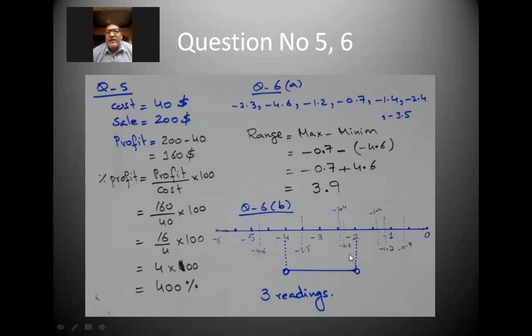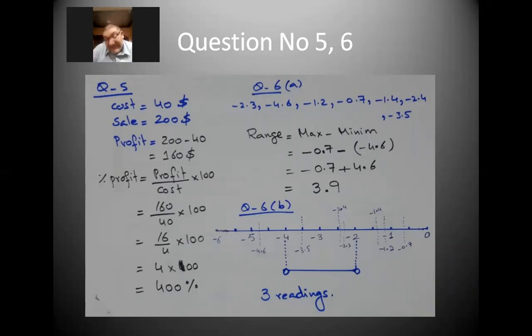And another temperature. His question was, let me check it again. How many temperatures? Minus 3.5, minus 2.4, and minus 2.3. Out of this list, there are three temperatures which are between minus 4 and minus 2. So there are three readings out of the given list in this range.